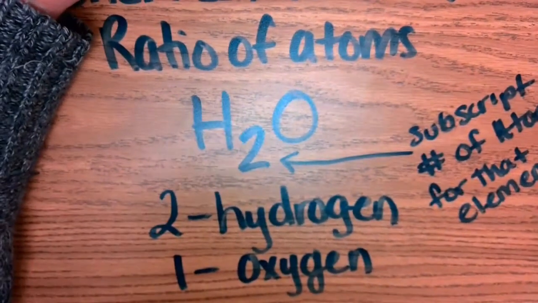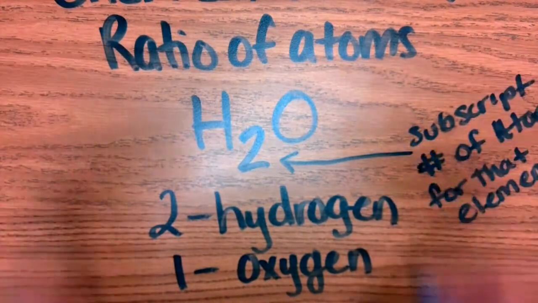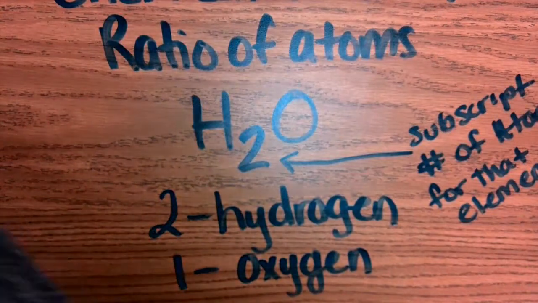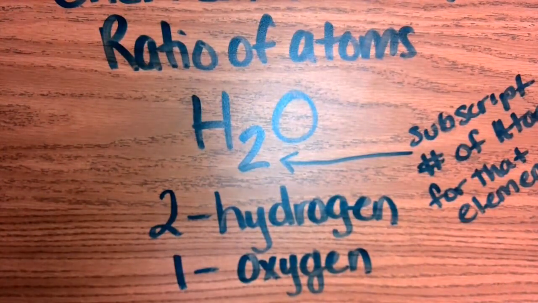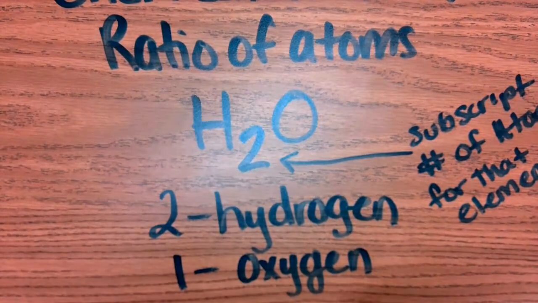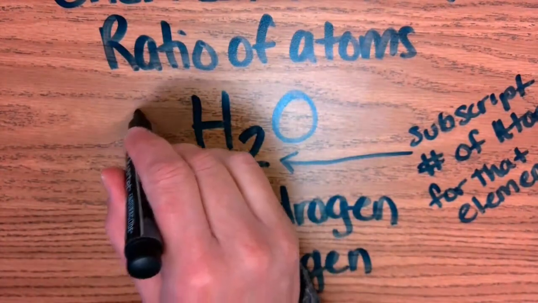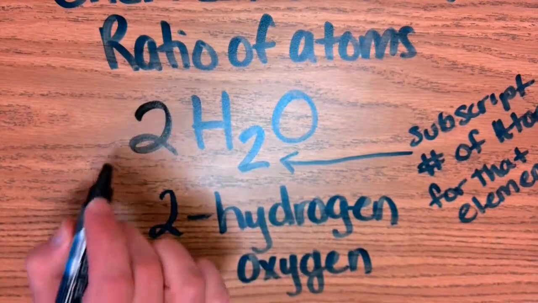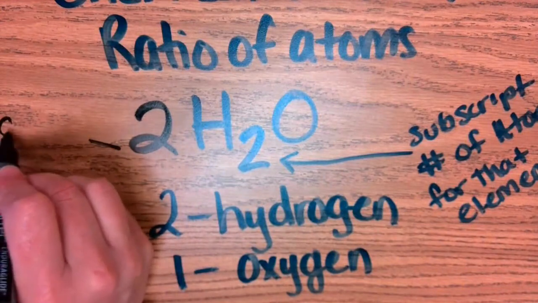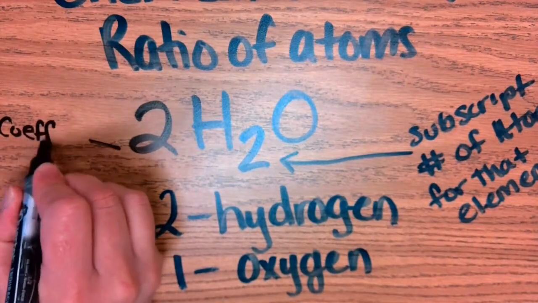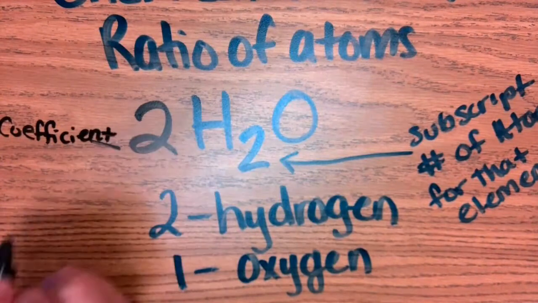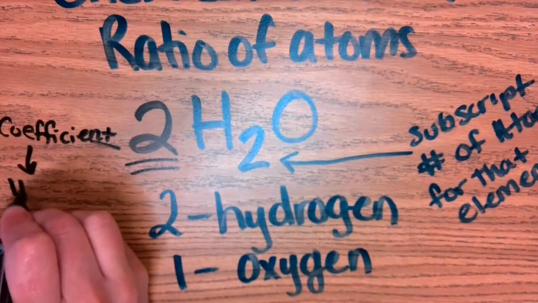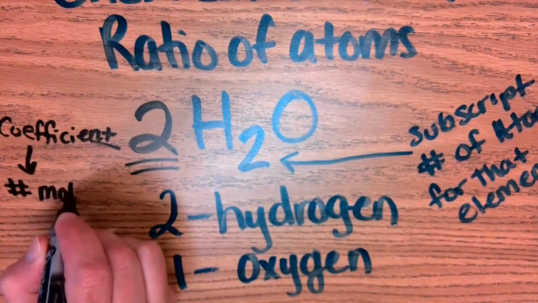Now there's something else you might also see in a chemical formula, which is a number written before the entire compound. This number, let's just say it shows up here. This number is what we call a coefficient. A coefficient tells me how many molecules of water I have.